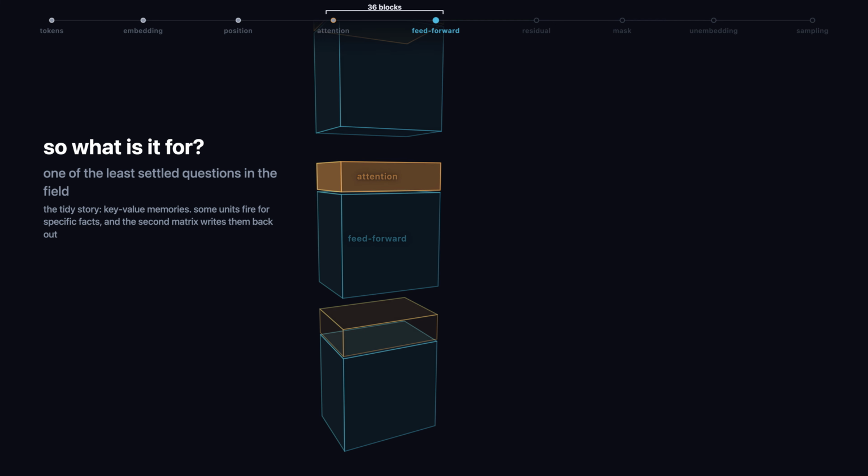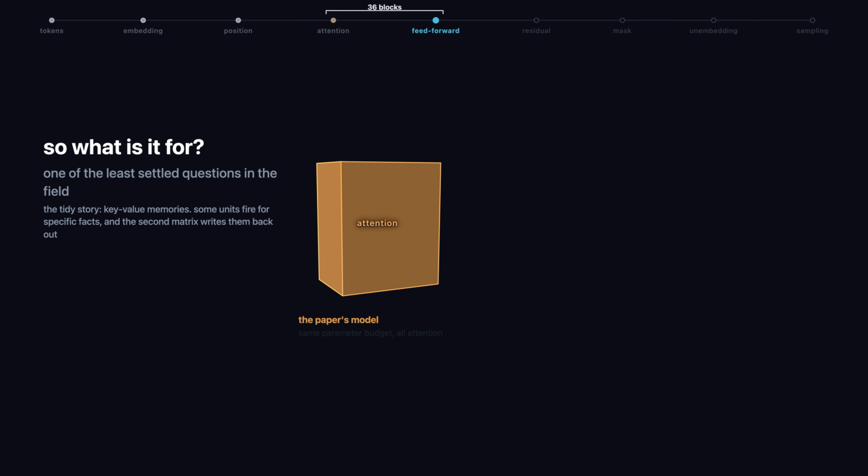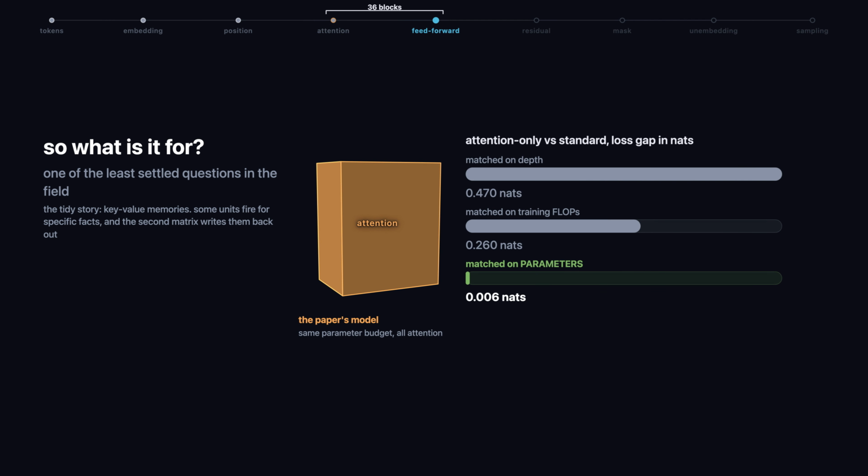It trains transformers with no feed-forward network at all. Just attention, stacked deeper with the parameters it saved. Matched on parameters, the gap is 0.006 nats. A nat is the unit language models are scored in, how surprised the model was, on average, by the next token, and lower is better. 0.006 is about 1/4% of it.